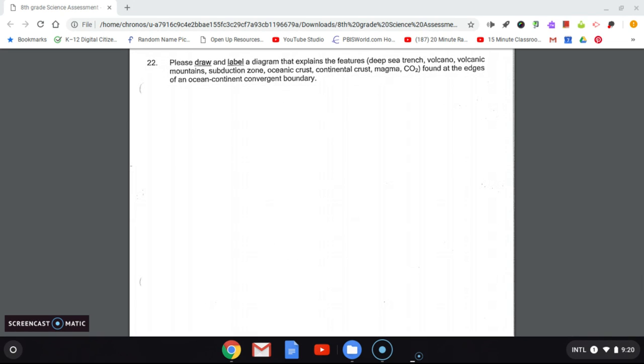Number 22. Please draw and label a diagram that explains the features: deep sea trench, volcano, volcanic mountains, subduction zone, oceanic crust, continental crust, magma, CO2, found at the edges of an ocean-continent convergent boundary.